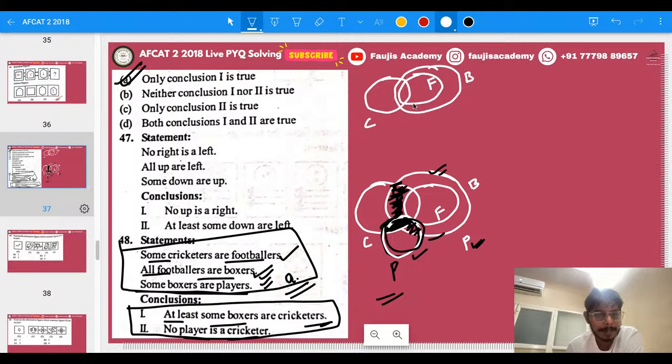And some boxers are players, something like that. Is there any problem in fulfilling the rules? Did we flout any rule? No, we did not flout any rule. No player is a cricketer. Yes, it could be. The player could be a cricketer. We don't know. That is why we'll go ahead with the conclusion that only one follows. Okay. Please do this again.